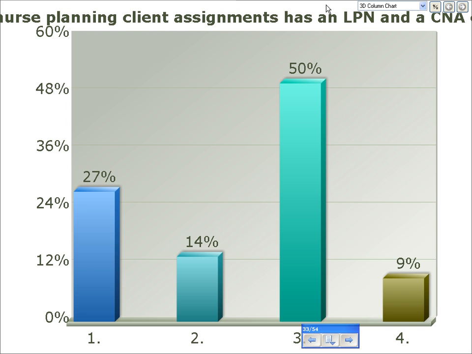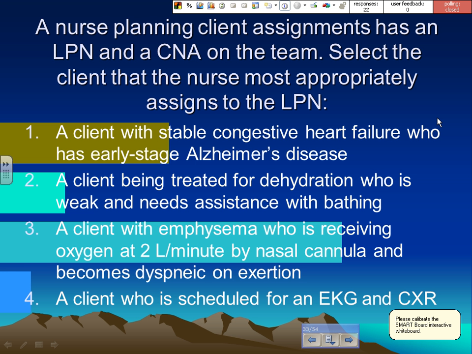Okay, 27% said stable CHF, early stage Alzheimer's, 14% said dehydration, assistance with bathing, 50% said emphysema, and 9% said patient waiting for the EKG and the chest x-ray. So they're asking you, and this is a very common question, you've got 2 levels of practitioner, LPN and CNA, which patient are you going to give to the LPN?